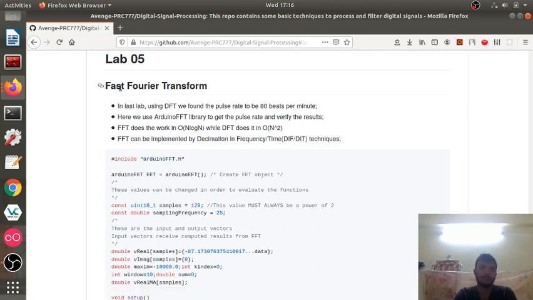Here we'll talk about fast Fourier transform. In last lab using DFT we found the pulse rate to be 80 beats per minute. Here we use the Arduino FFT library to get the pulse rate and verify the results. FFT does the work in n log n, while DFT does it in n square time complexity. FFT can be implemented using decimation in frequency or decimation in time techniques.